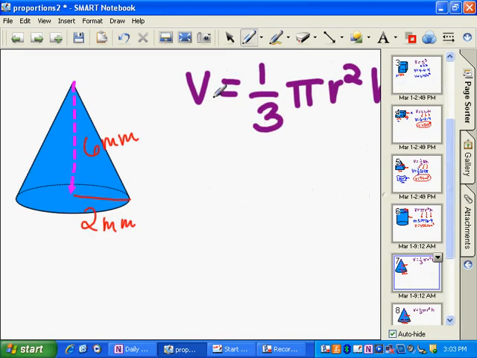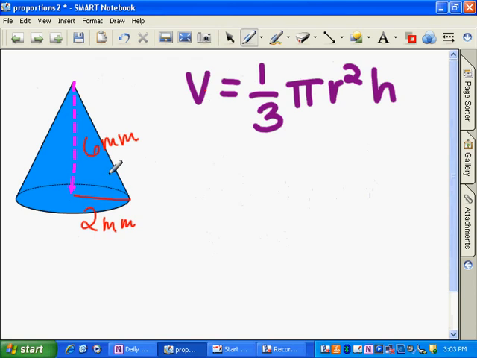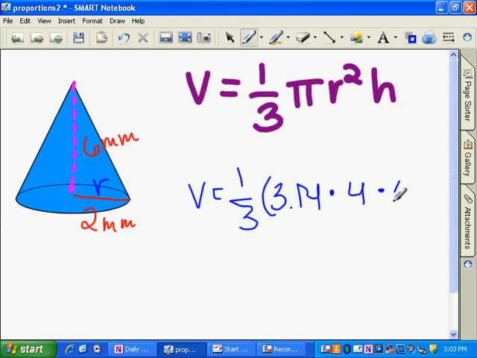Alright, now we have a cone, and again, 3 cones fit inside a cylinder with the same radius and height. So that's why we have to divide by 3 to find the volume of a cone. So volume is equal to 1/3 pi, which is 3.14, times radius squared. Our radius here is 2. We square it. 2 times 2 is 4. And then times our height of 6.